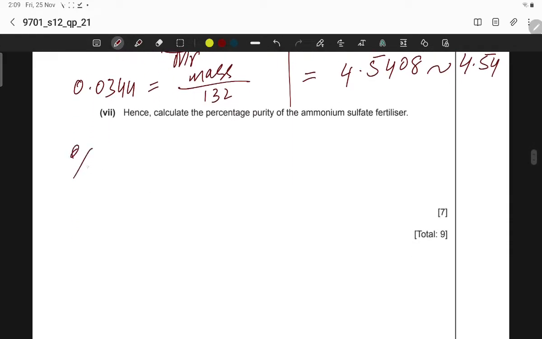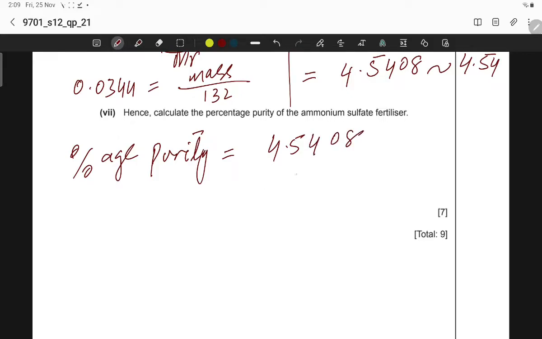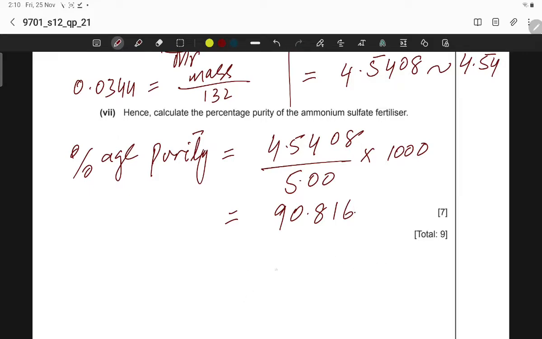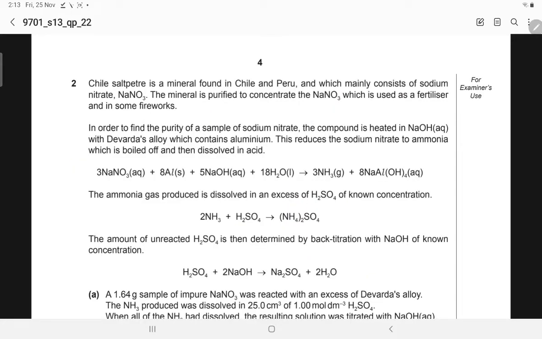Now calculate percentage purity, which is equal to 4.5408 divided by 5, and the answer is 90.8.